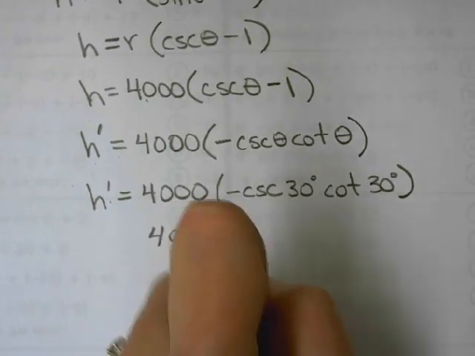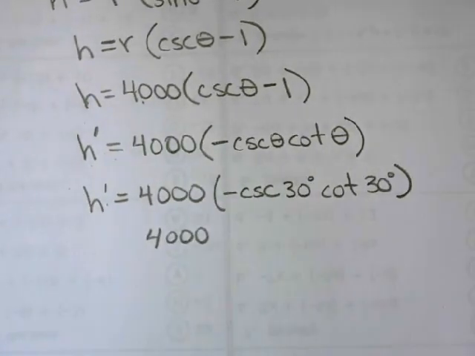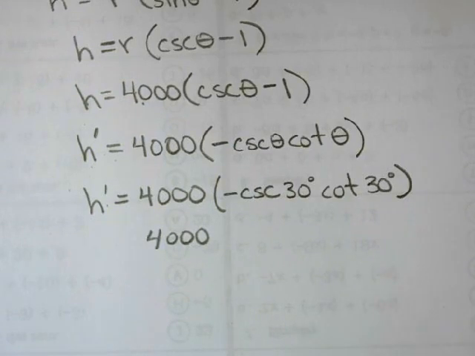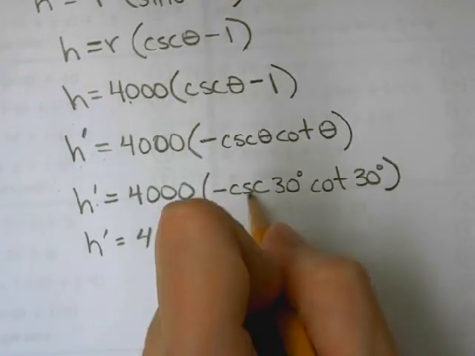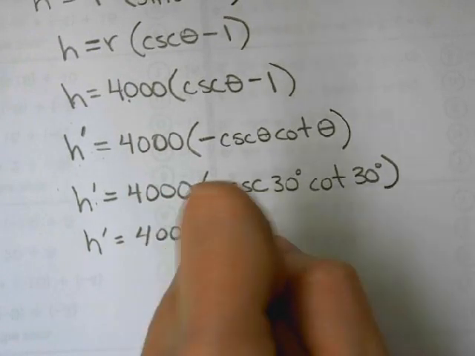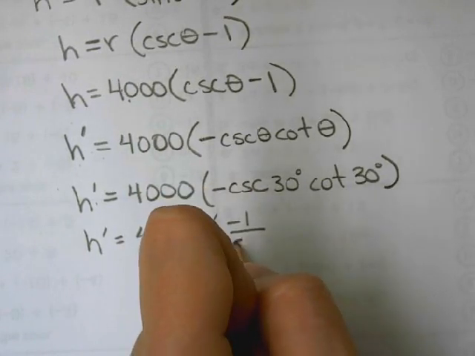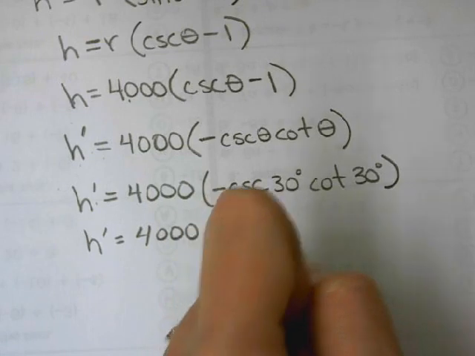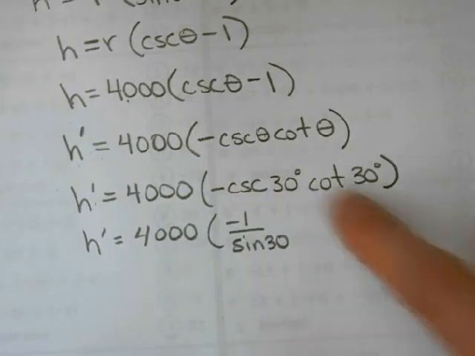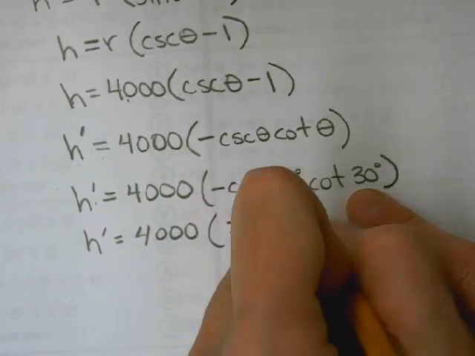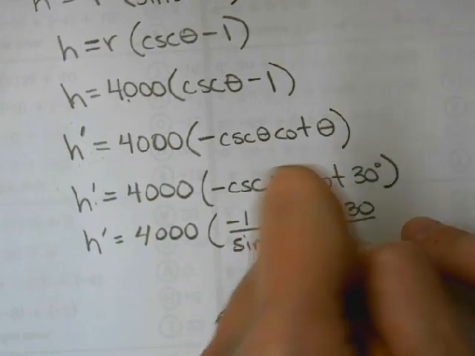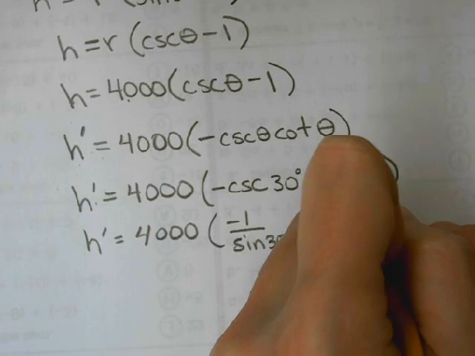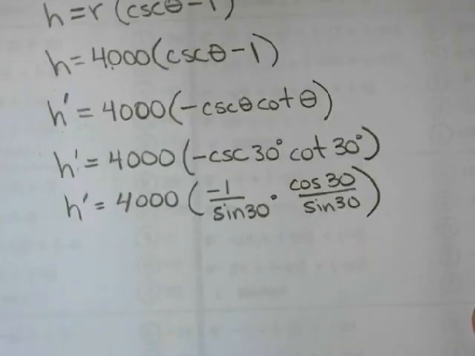And if you want to, you could write these back as sines and cosines so you can figure them out and just do it. So cosecant was 1 over sine. So it's negative 1 over sine of 30. Cotangent is cosine over sine. So it's cosine 30 over sine 30. So it takes a little bit of working this out.